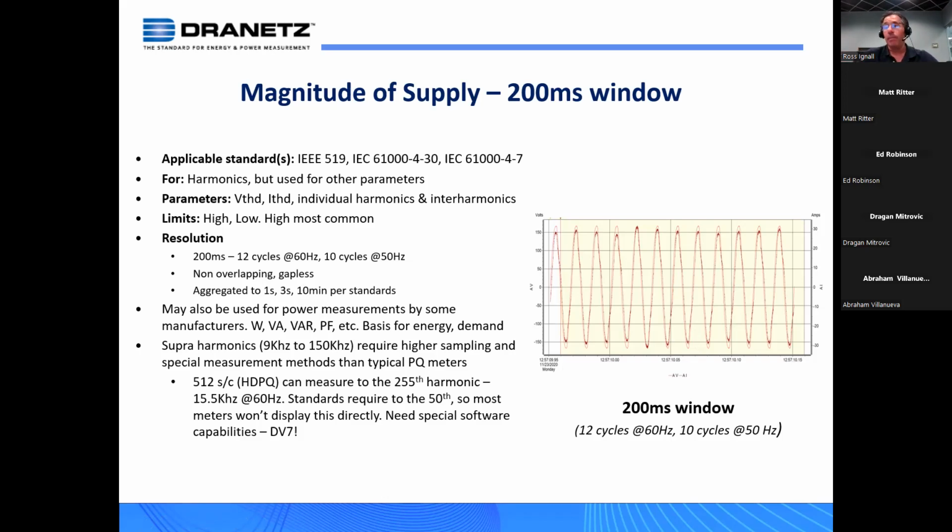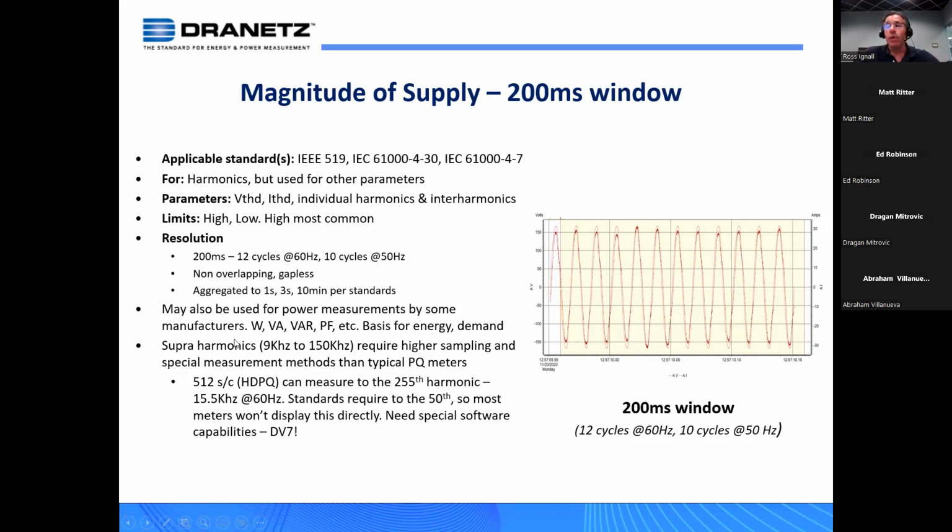So they are aggregated up within the meter as per these standards and what they require. So these are things that are driven by standards, not driven by manufacturers. So the manufacturer is compliant, and then the standard defines what they do. If they're not compliant, who knows what they do? It may be right, it may not be right, but they're certainly not in compliance with the standards. So just as a note, as we do here at Dranetz, these 200 millisecond windows may also be used for watts, VA, VARs, power factor, things like that, and the basis for energy and demand. All right, so you can use this for other tasks as well.